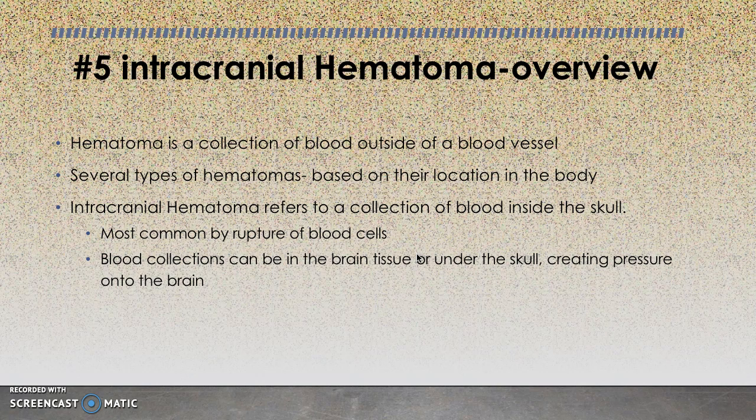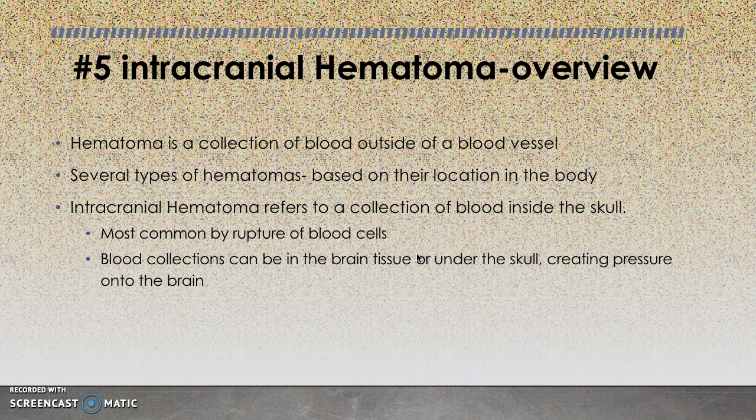Okay, this brings me to my last medical term that I'm going to be talking with you guys about, and I'm talking about intracranial hematoma. And the overview of this is a hematoma is a collection of blood outside of a blood vessel. There are several types of hematomas based on their location in the body. For instance, intracranial hematoma refers to a collection of blood inside the skull. Most commonly caused by rupture of blood vessels. Blood collections can be in the brain tissue or under the skull, creating pressure on the brain.